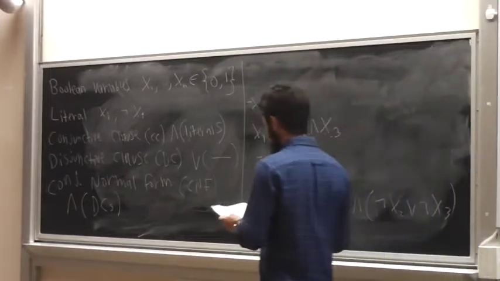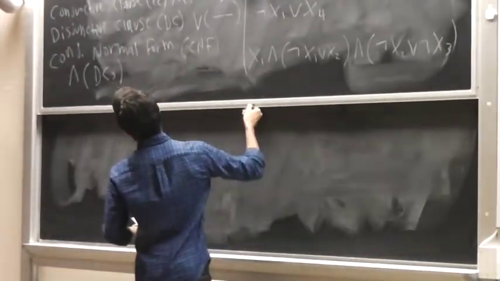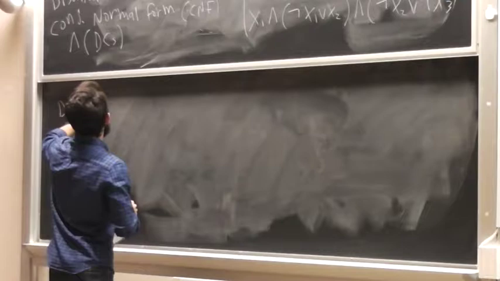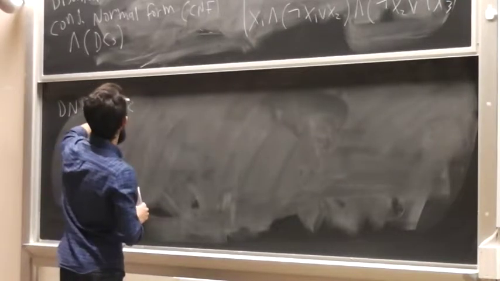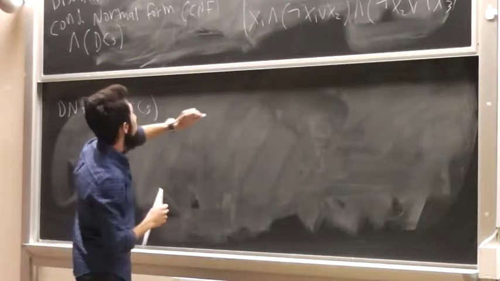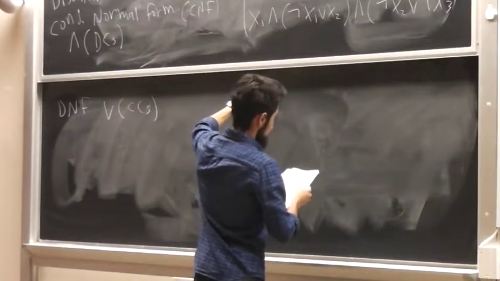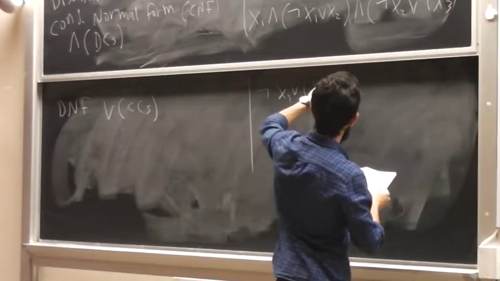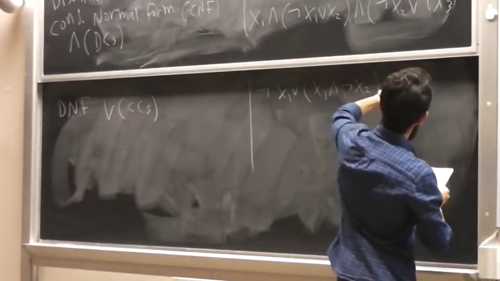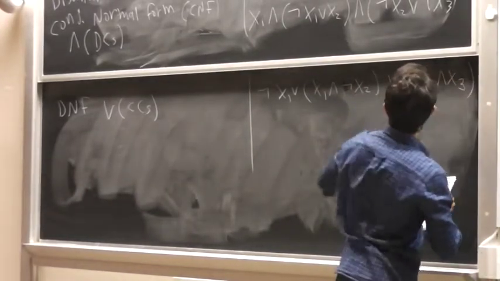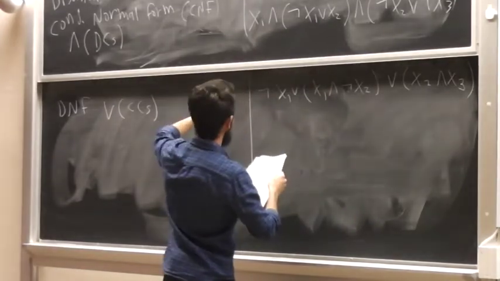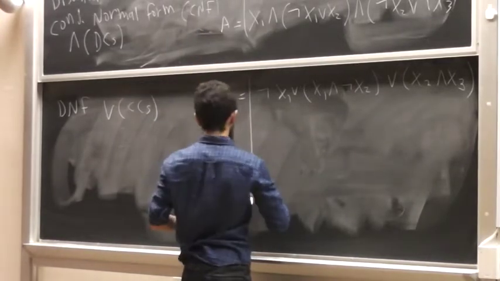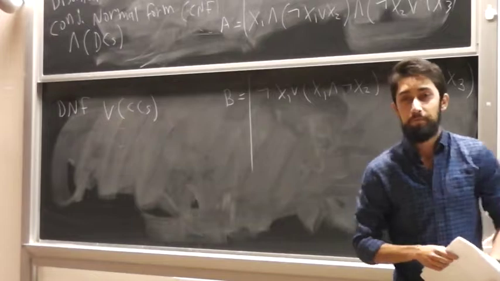And then, almost done with the stuff. The last one, you can have a disjunctive normal form, or DNF. That's going to be an or of a bunch of conjunctive clauses. So for example, you could have not x1 or x1 and not x2 or x2 and x3. And for future reference, I'm going to be using these as examples. So let's call this example B, and this one over here A. Okay, so that's all my terminology. Any questions about that?